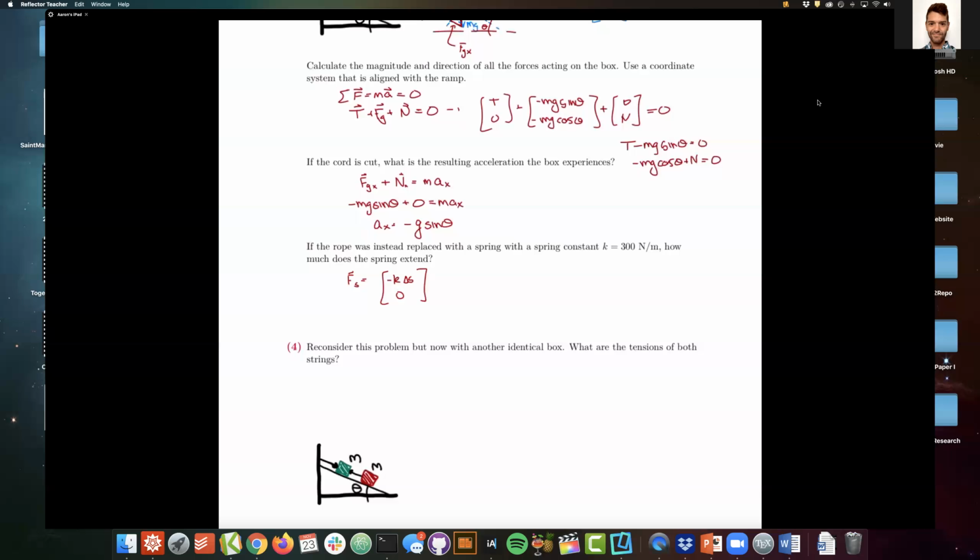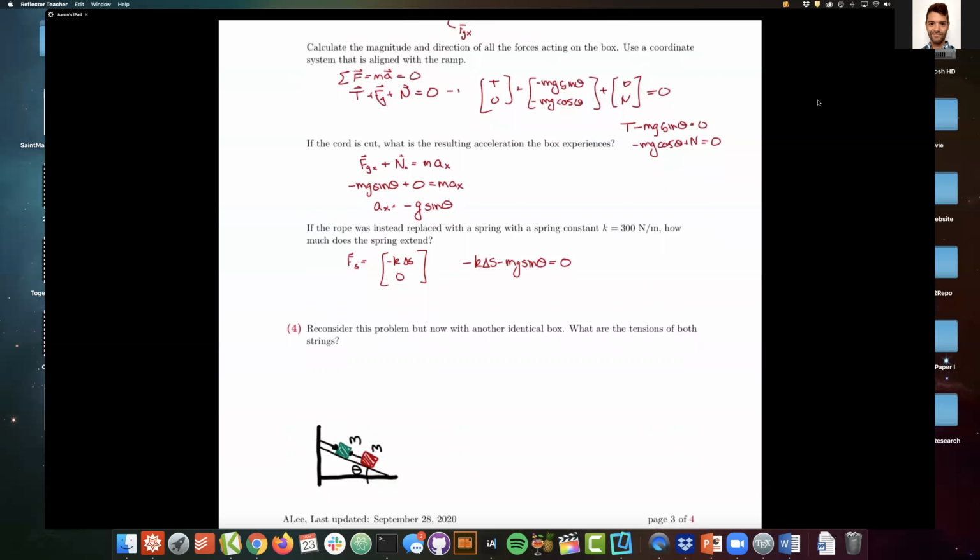In this case, you have to be careful because it will stretch down the ramp, so that delta S is actually also negative, which we will see play out. Essentially this is saying negative k delta S minus mg sine theta equals 0 if everything's in equilibrium. You notice that delta S is negative mg sine theta divided by k. Negative because the negative direction was defined as down the ramp. So it's saying that it's stretching down the ramp.